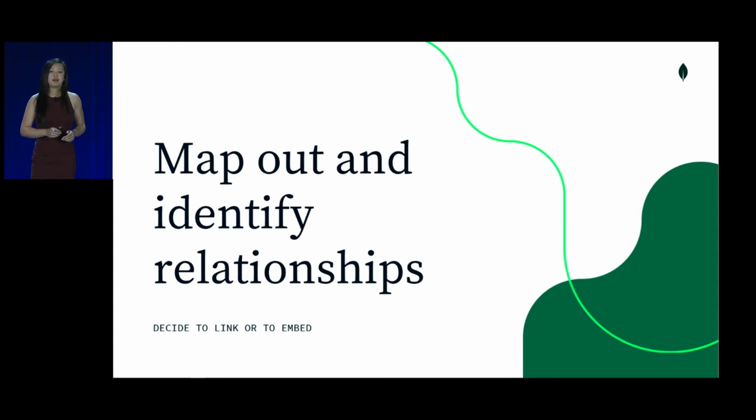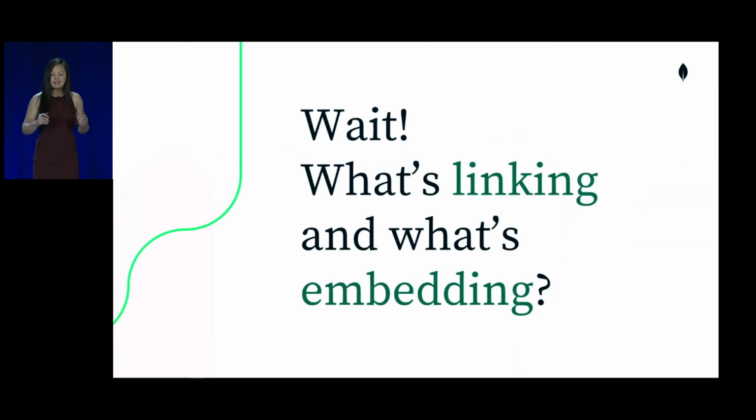So after we have found all of the different entities, we start listing them out. We have all of the relationships that we believe are implemented or should be implemented. The next part that we want to figure out is, do we link or embed? And this is a really, really big part about working with document databases.